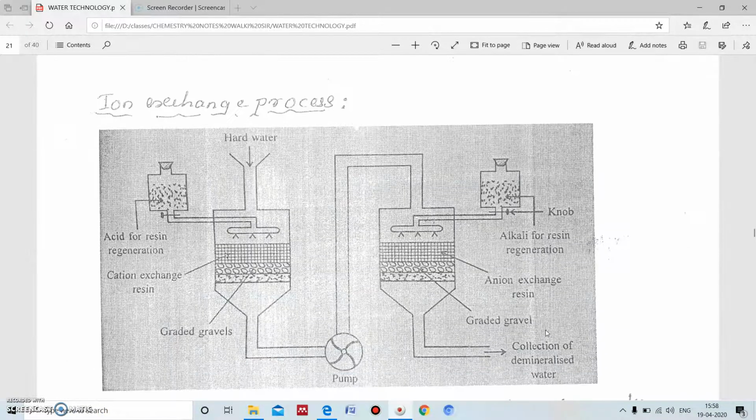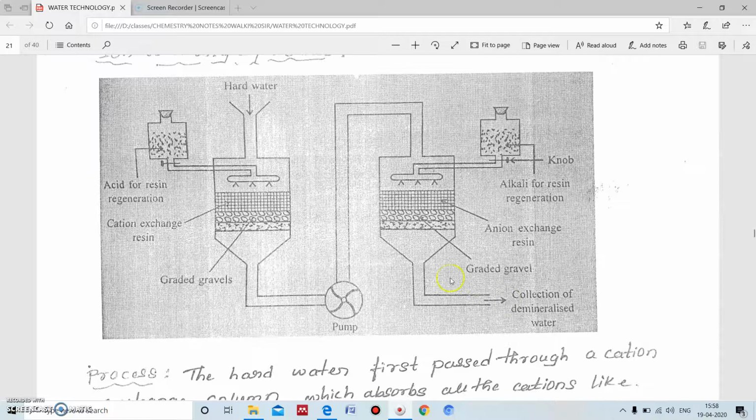The process involved in ion exchange is as shown in the figure. In the first tank, they take the cation exchange resin, which is used to exchange the cations present in the water. Below this cation exchange resin, they keep granite granules, which are like a mixture of salt, mud and small stones. In the second tank, they take the anion exchange resin, and below that also they keep granite granules.